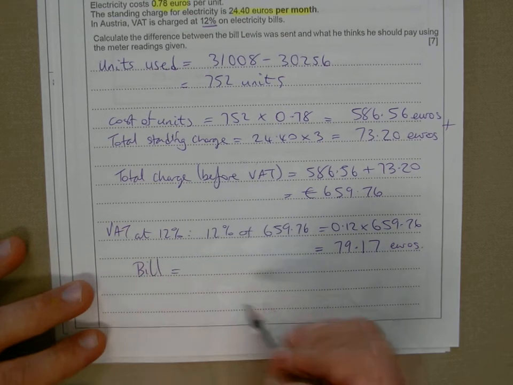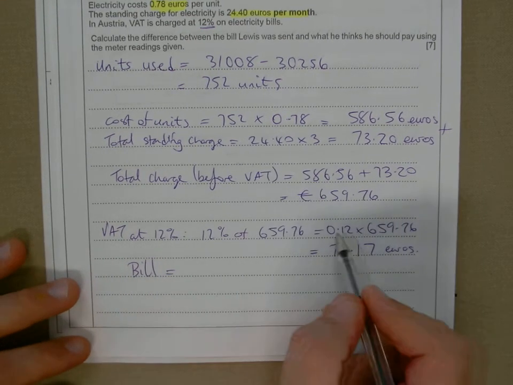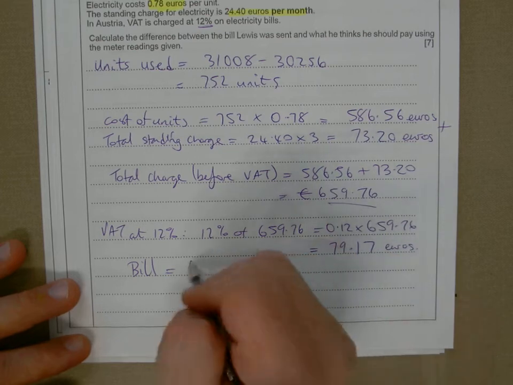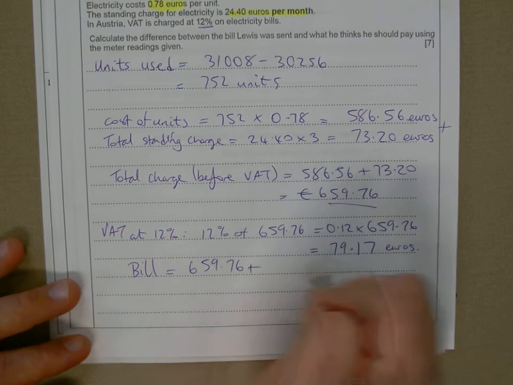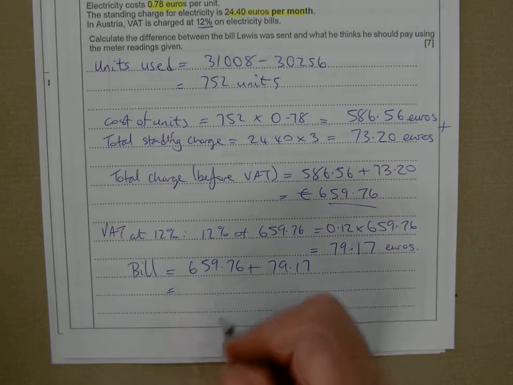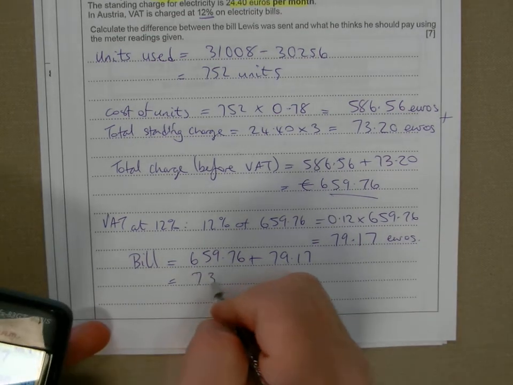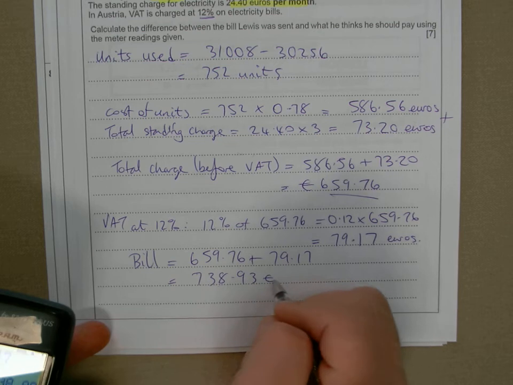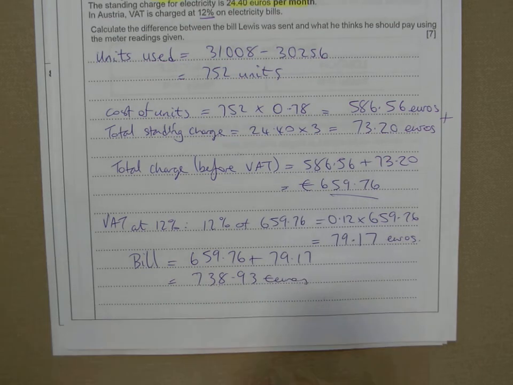Okay. So then the actual bill, right? The actual bill should be, okay, well, the 659.76 plus then the VAT. So let's see what that comes to. Let's see if he's been overcharged or undercharged. 79.17. So that comes to 738.93 euros. Okay, so indeed, he's been overcharged, hasn't he?